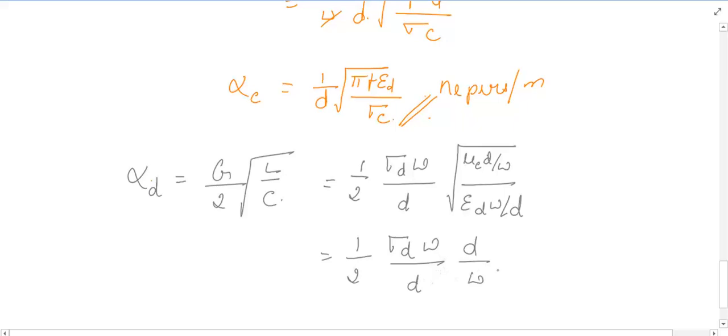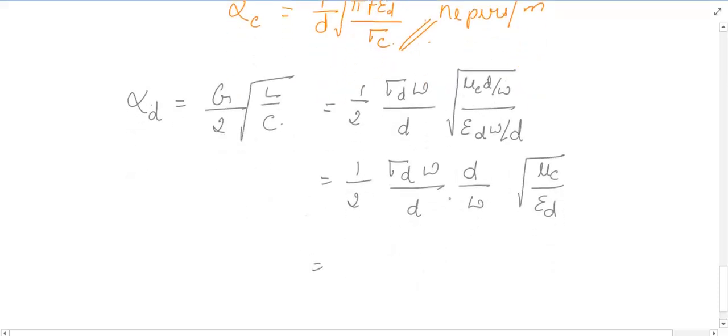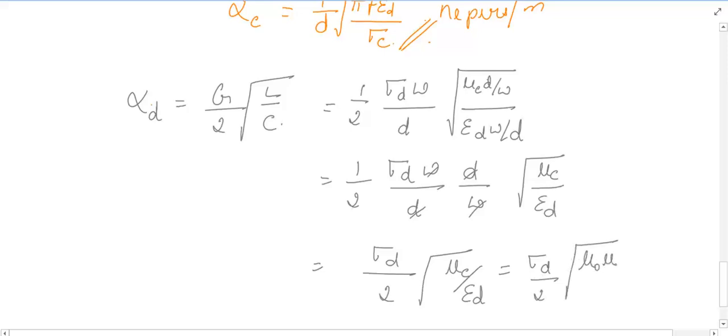so d by w over here, root of mu c by epsilon d. Upon further simplification, d with d, w with w. So sigma d by 2 root of mu c by epsilon d. Now this can be written as sigma d by 2, and this is nothing but mu naught mu rc divided by epsilon naught into epsilon rd.